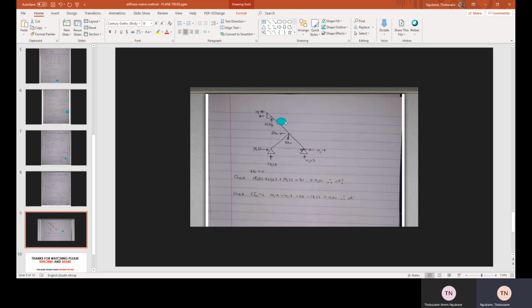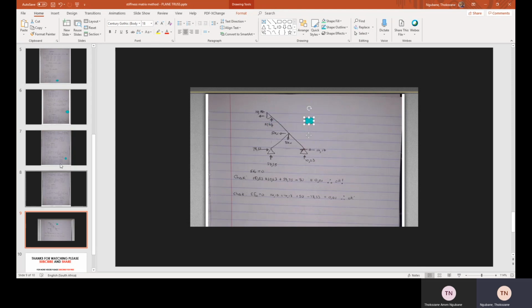Okay, this is member 1. On member 1, you have 14 minus 14. See, it's pointing to the left because it has a negative sign. 10.63 is pointing upward. Why? Because we got that value from member 1, it was on with a positive sign.